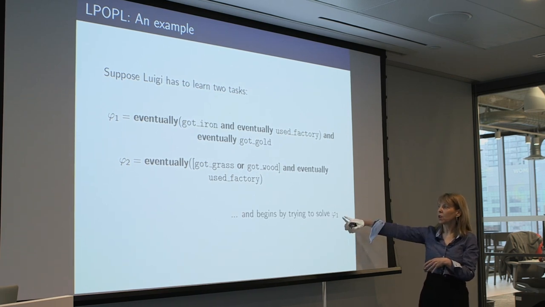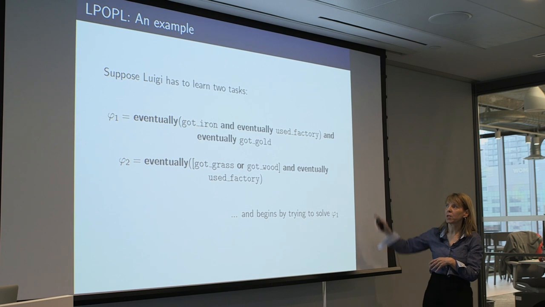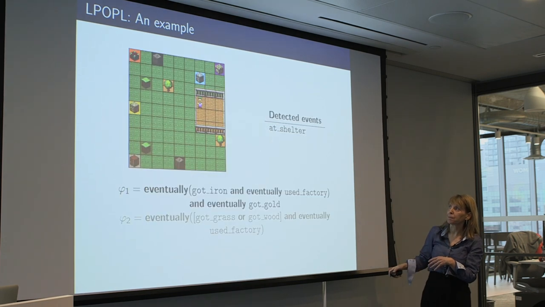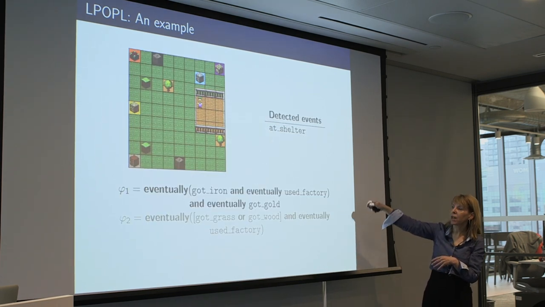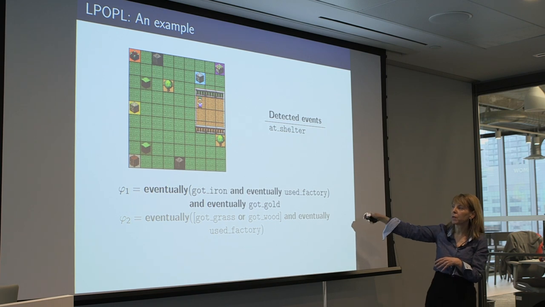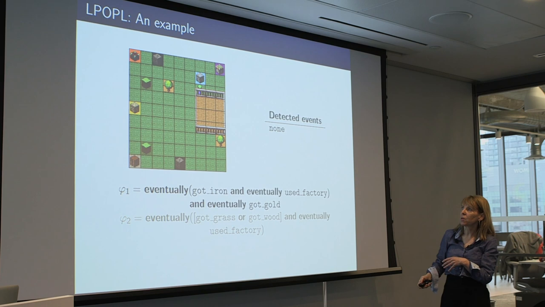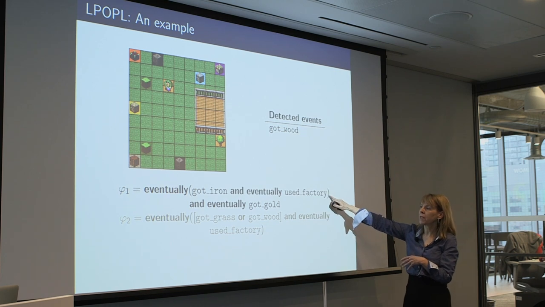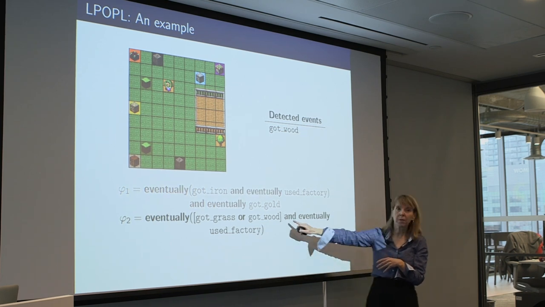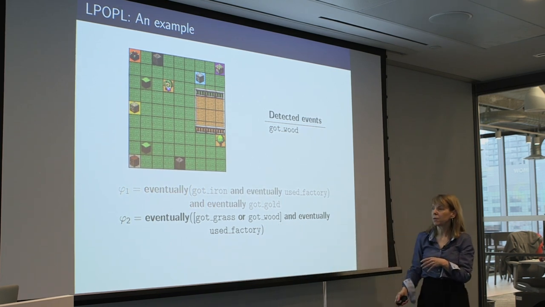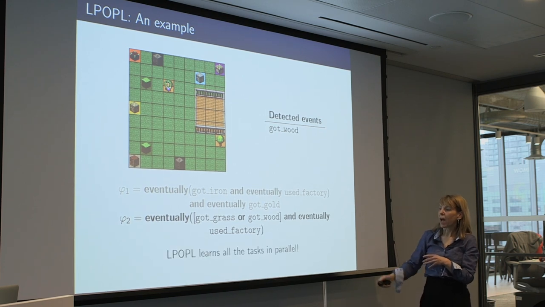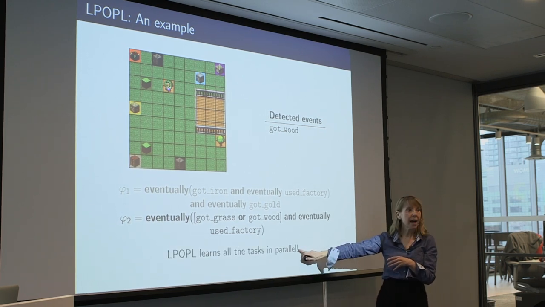And Luigi's going to start by trying to solve phi 1, which is the first formula here. So Luigi is at the shelter. He's got these two formulae, but he's actually trying to learn this one right here. So he's walking along, and he got some wood. Got wood is not really relevant here, but it turns out that it's relevant in the second formula. So LPOPL learns all the tasks in parallel.